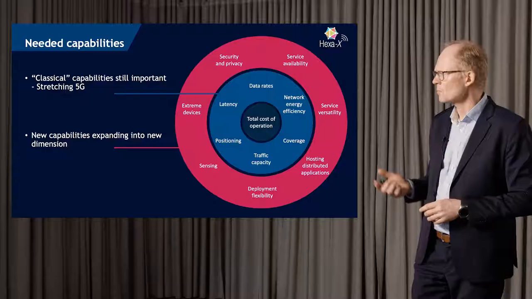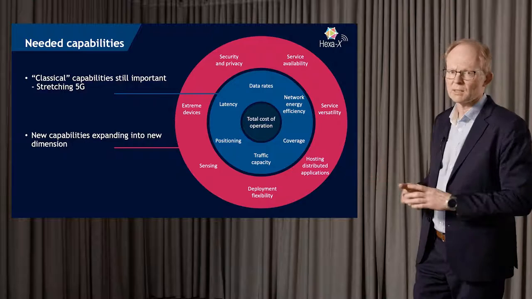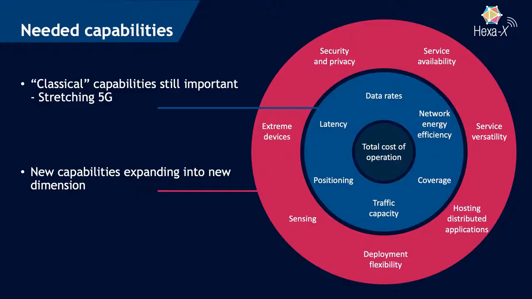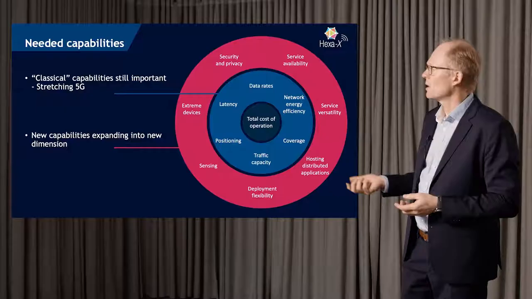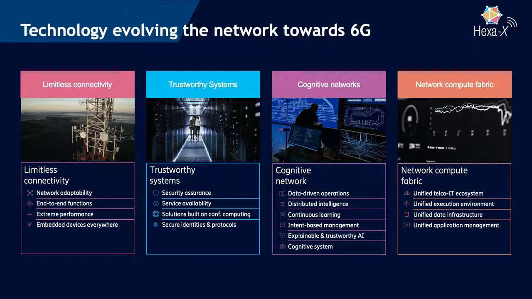So if you want to do that, you would need even more security and privacy. The service availability needs to be guaranteed. Then there needs to be the capability of hosting the different applications. The sensing will be integrated into the network. And there will also be a lot of different types of devices connected to these networks. So it will be both these smart dust things and extremely capable machinery.